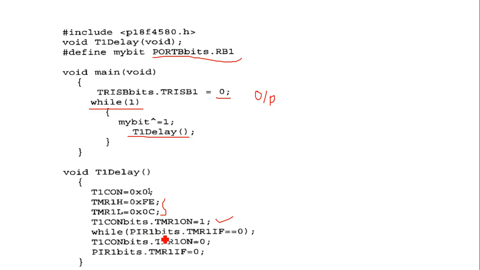Now while PIR1bits.TMR1IF, this bit is from the PIR1 interrupt register. What it does is observe the overflow. If the overflow is there, when it starts from 0000 to this count and goes beyond this value, it will raise the flag. If it raises the flag, it resets the timer.